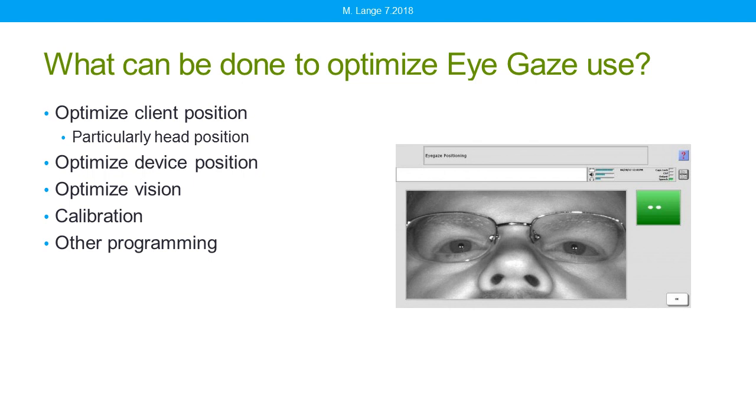We need to optimize the device position, and that's in relation to the client to optimize their accuracy using eye gaze. We need to do whatever we can to optimize vision for this client. That might be getting thinner lenses for their glasses or even exploring contacts. It could be allowing someone to assume a head position that might look a little wonky to you and I, but allows for their best vision. Depending on the device, there's quite a bit we can do with calibration and other programming to optimize someone's ability to use this particular device.